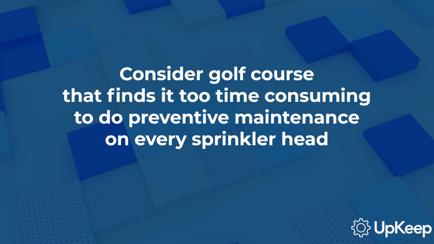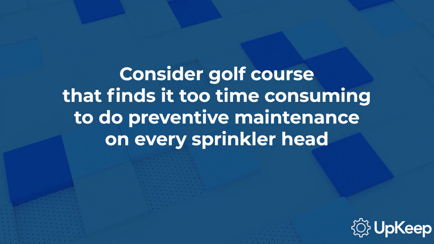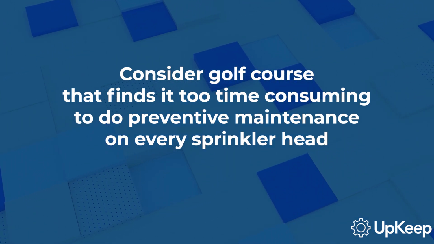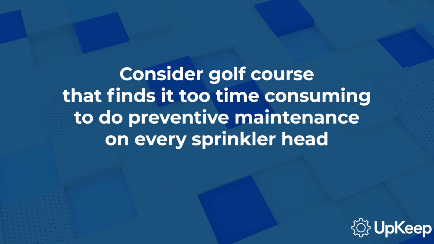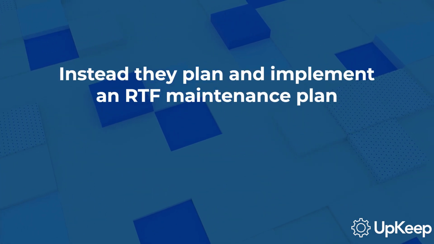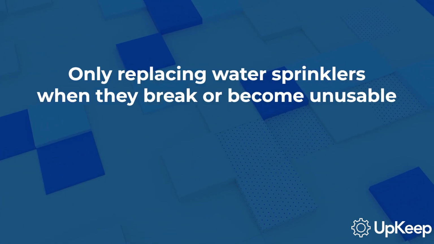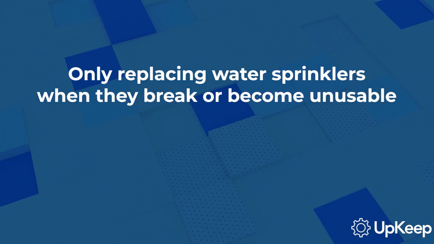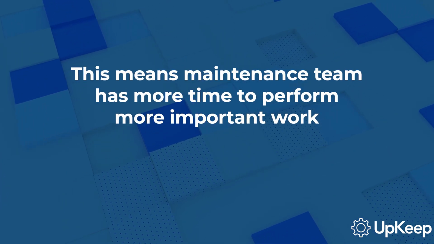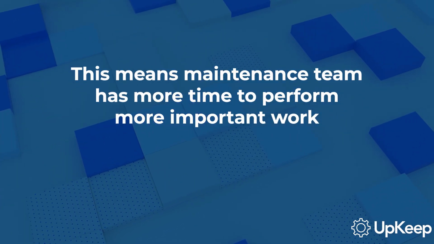To give you a real-world example, consider a golf course that finds it too time-intensive to do preventive maintenance on every single water sprinkler head on the course. Instead, they plan and implement an RTF maintenance plan, only replacing water sprinkler heads when they break or become unusable. This means the maintenance team has more time to perform other important work.